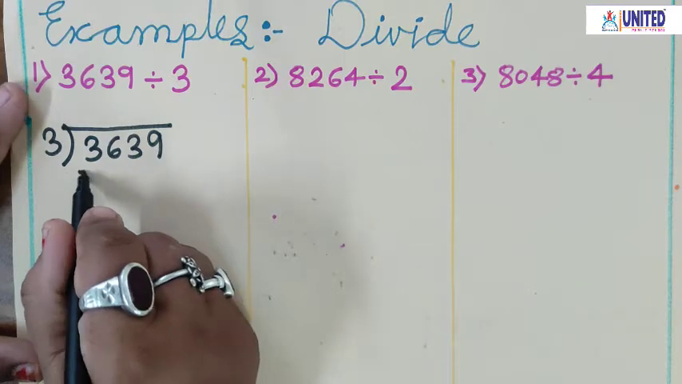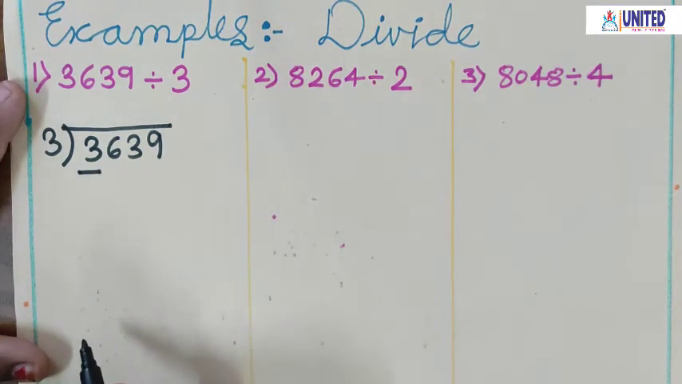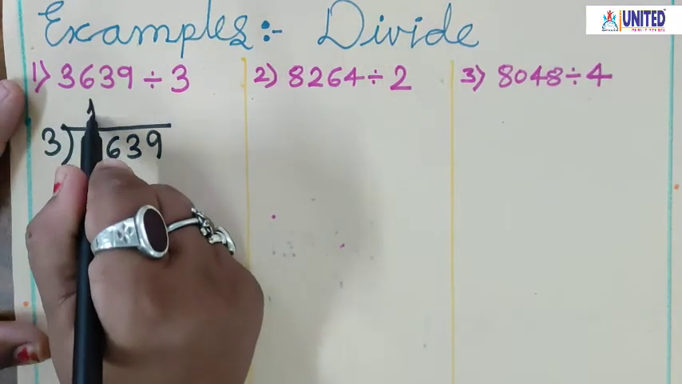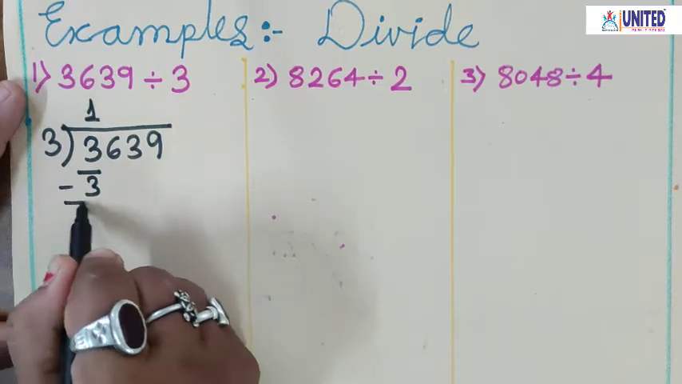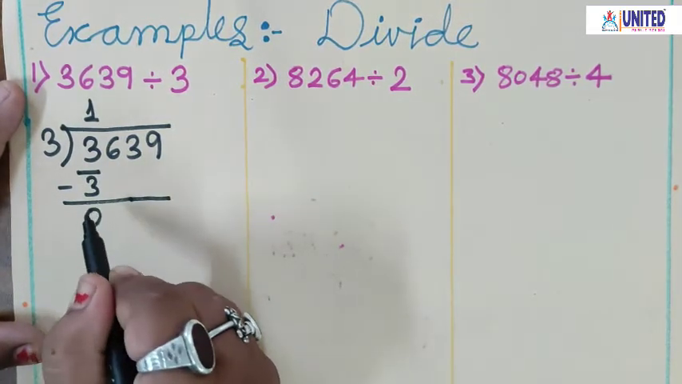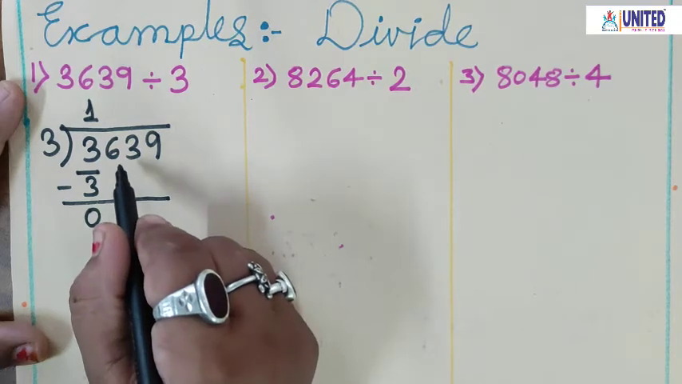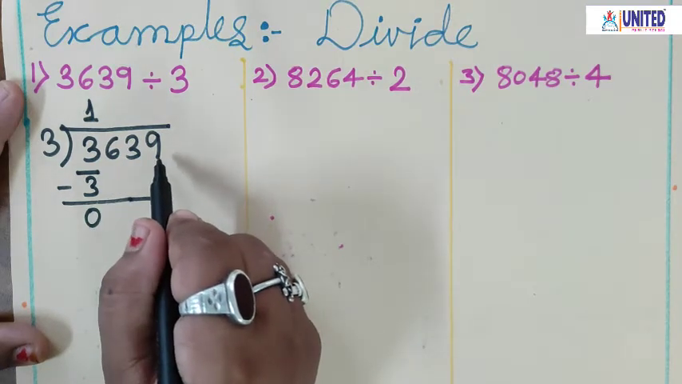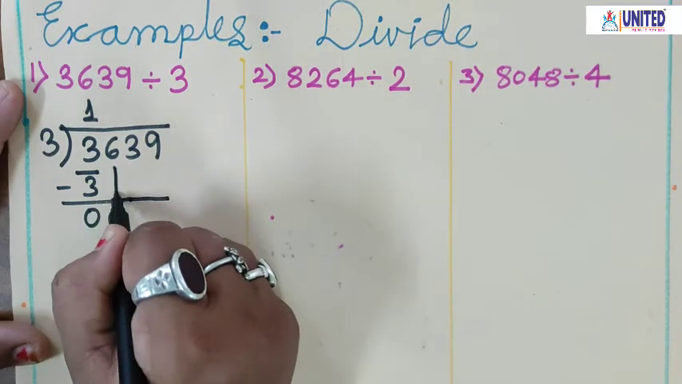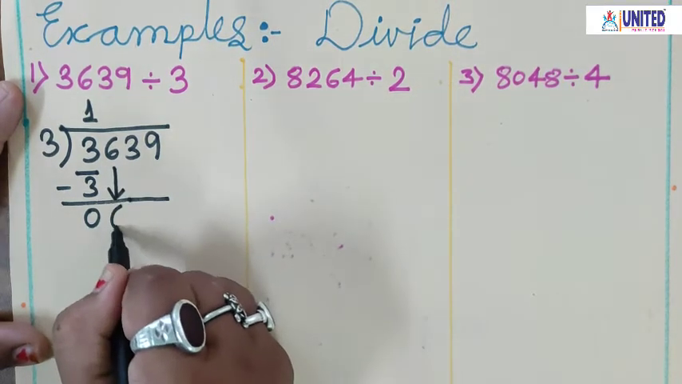So what is the first number here? 3. So 3 is greater than or equal to 3? It is equal to 3, so we can divide it. Okay, so 3 ones are 3. So 3 minus 3 is 0. Now, which numbers are remaining? 639. But we have to take downside only 1. So, the next number is 6. That is, I take the downside.